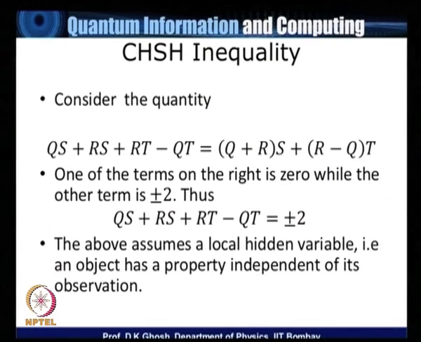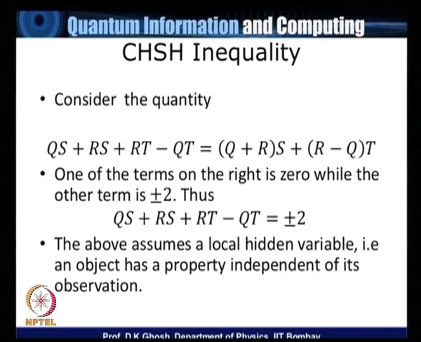Since Q and R can take values either +1 or -1, one of these terms must be equal to 0. So, for instance, I could have Q equal to 1, R equal to 1, in which case the first term Q plus R is equal to 2, whereas R minus Q is equal to 0. I could have Q equal to -1, R equal to -1. In that case, my first term is -2S, and the second term is still 0.